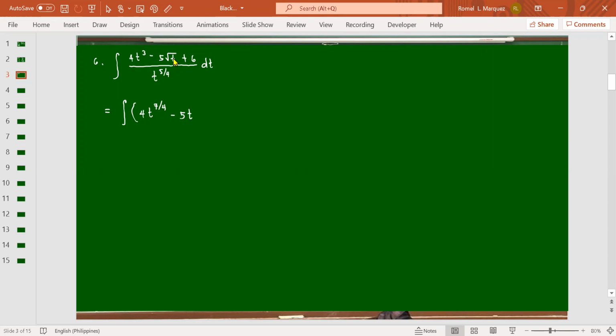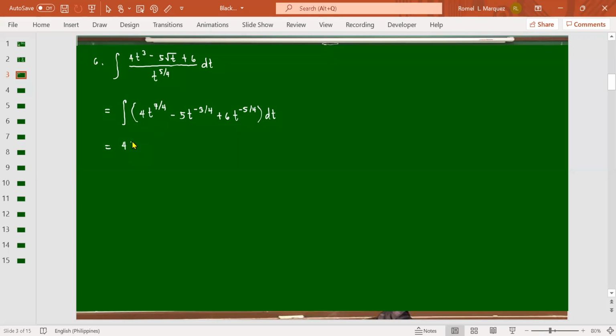Then minus 5, what about this one? Square root of t divided by t to the 5 over 4. So square root of t means to the 1/2, no? So 1 divided by 2 minus 5 divided by 4, that is equal to what? Negative 3/4. And then plus 6, just bring this up, t to the negative 5 over 4. Clear, guys? dt.